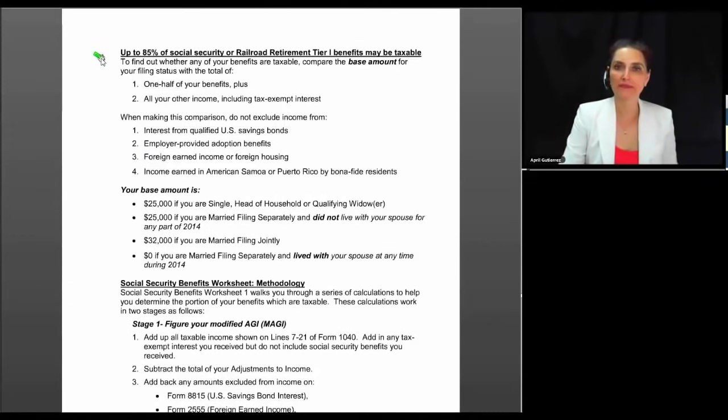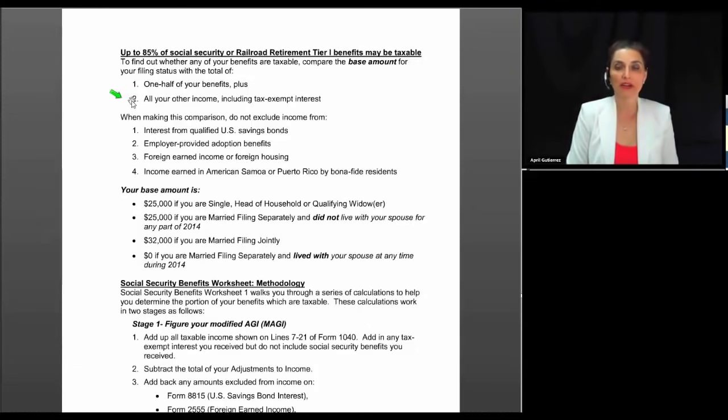So up to 85% of the Social Security or Tier 1 railroad benefits that you receive can be taxable. And to find out whether any of your benefits are taxable, compare the base amounts for your filing status with the total of 1/2 of the benefits you receive, plus all of your other income, including tax-exempt interest.